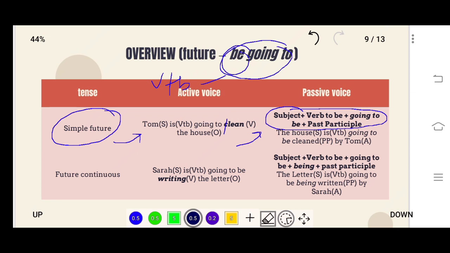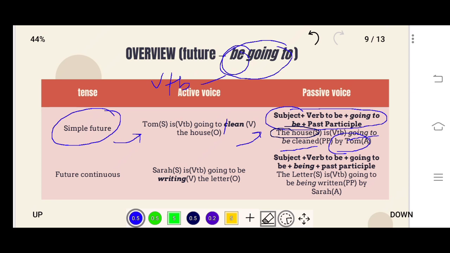Right, so the passive voice. The subject in the passive voice is the object in the active voice. The object in the active voice is the house, so it becomes the subject in the passive voice. So the house is the subject. For the verb to be, the house is singular, so we use is. The house is, and then we add going to be. And then the past participle of clean is cleaned, by the agent. Okay, good.